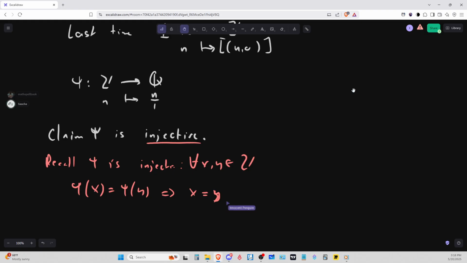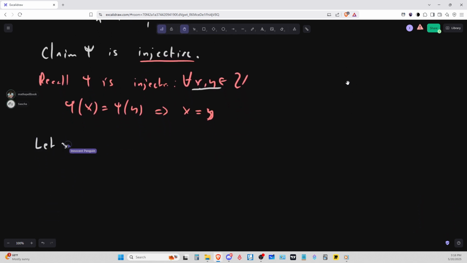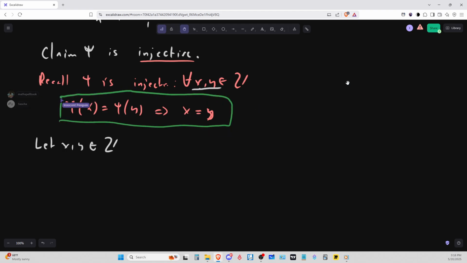So here I will just guide you through the proof. First of all, we have a quantifier for all, so we have to take x and y to be arbitrary. So let x and y be some integers. Okay. Now we want to show this implication. So maybe I will put it inside of a green square like that.